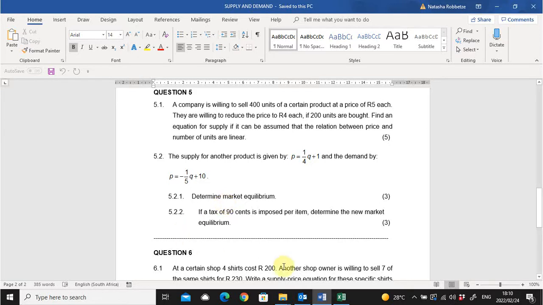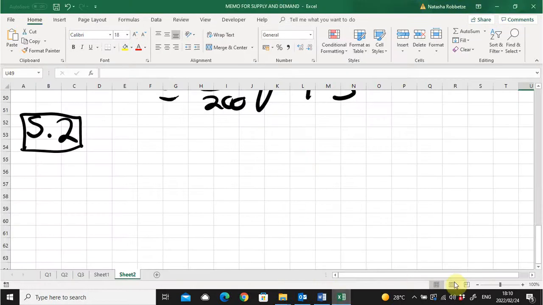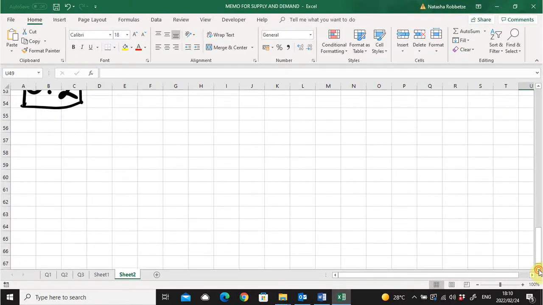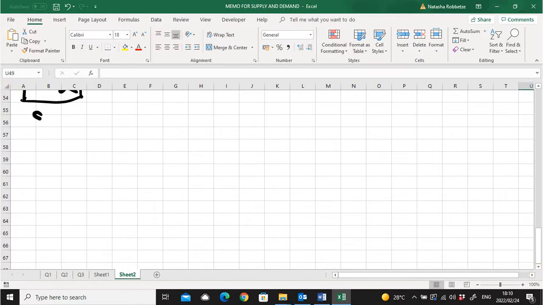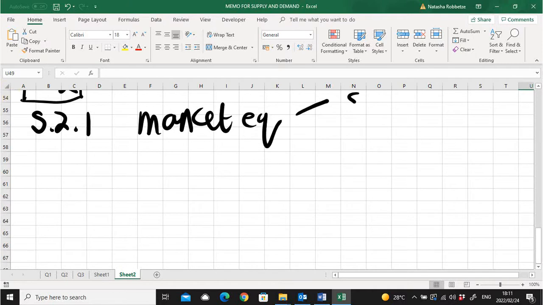So let's look at 5.2, a very nice question. We are on 5.2.1, and we need to determine market equilibrium. What do we know about market equilibrium by now? We know 2 things. It is where supply is equal to demand, and market equilibrium needs us to calculate 2 things. We need a quantity as well as a market equilibrium price.